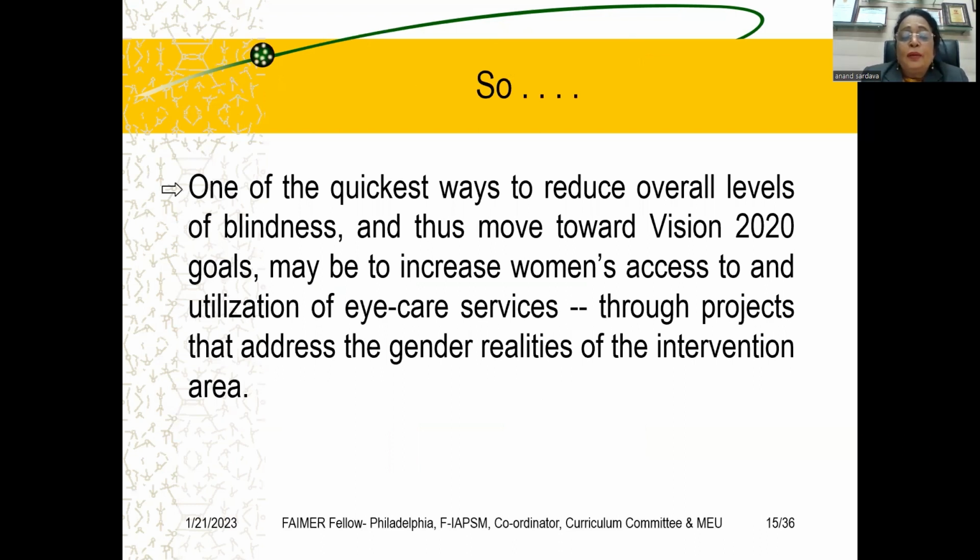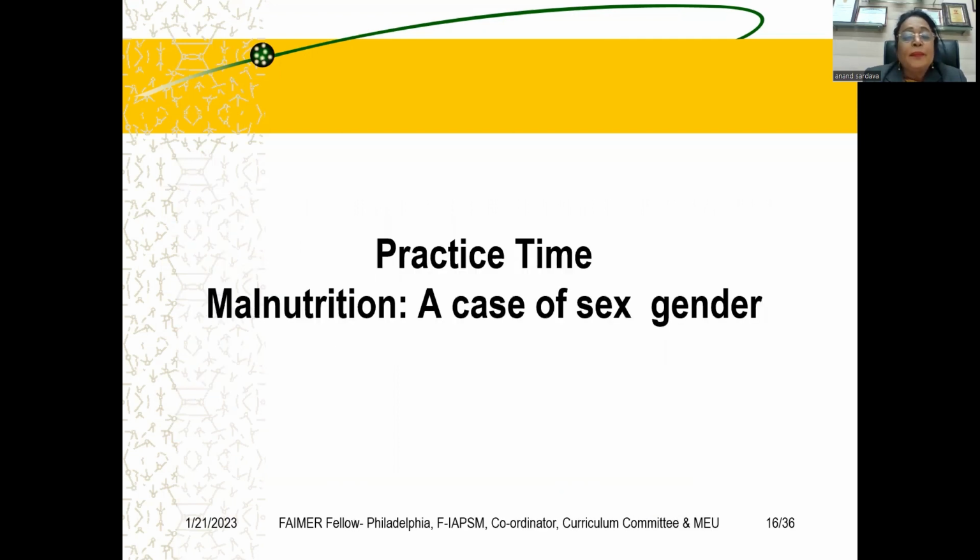The Vision 2020 was the vision at that time, and they explained that we should increase women's access to and utilization of eye care specific services through gender realities of the intervention area. Now, there are so many other conditions that can be explained where social factors are the determinants, like malnutrition.